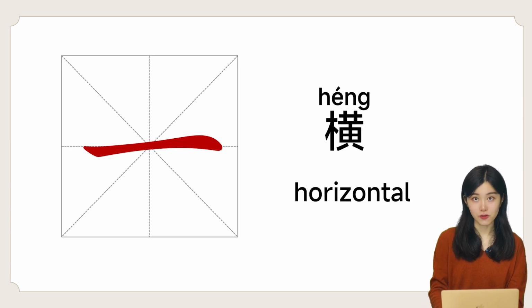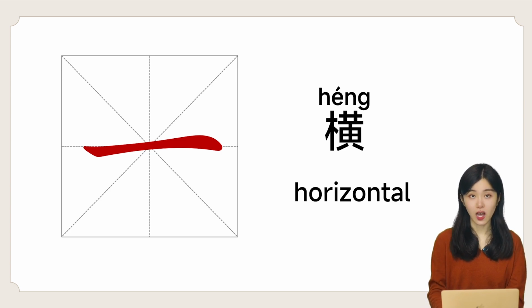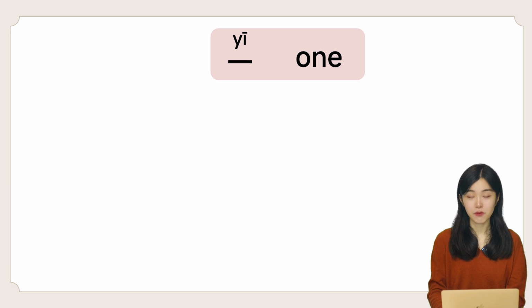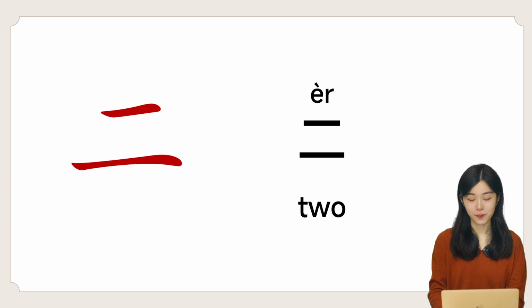Now, let's practice writing some example characters using 横. The first example character, 一, means 1. Please read it after me. 一. See how to write it. Please try to write it after me. We write it from the left to the right. Easy, right? Now, please try to write it. Great.